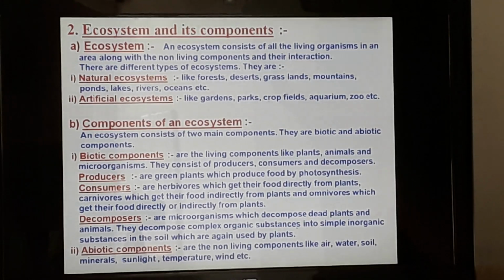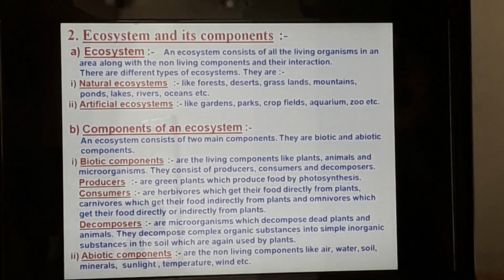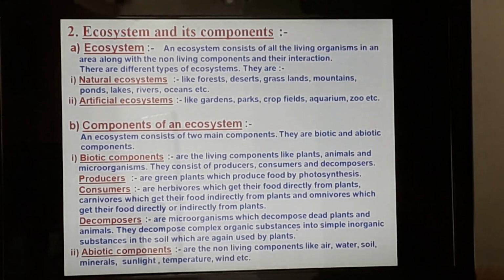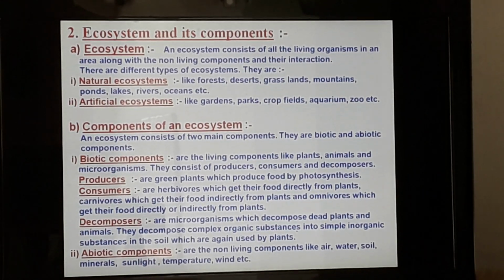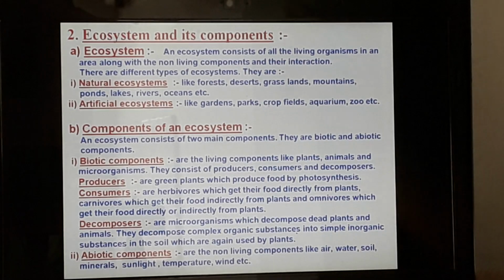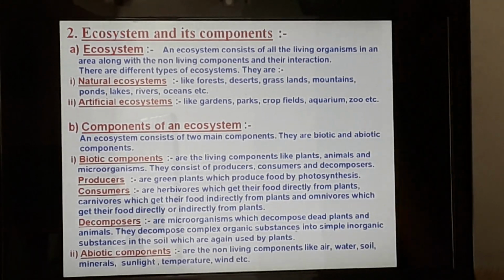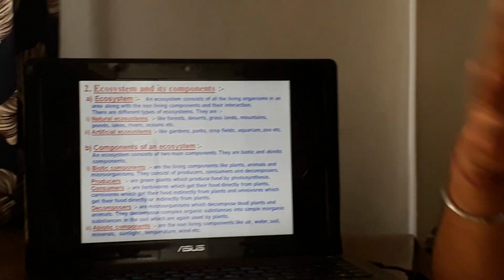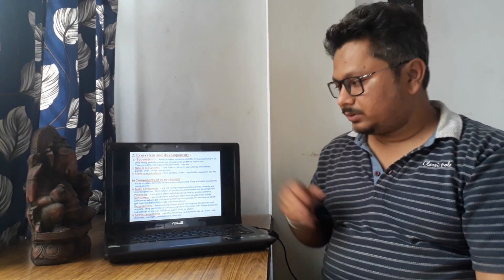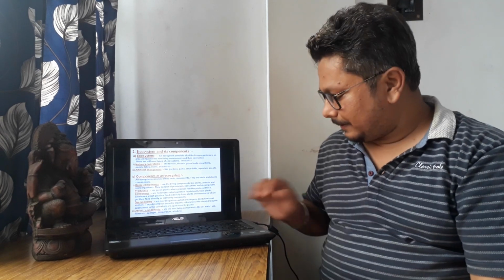So when you talk about the ecosystem, I have told you that it is the interaction between the biotic as well as the abiotic component. यानी कि biotic component भी होना पड़ेगा, abiotic component भी होना पड़ेगा. Both have to interact in order to have a better ecosystem. So this is about the ecosystem, its types, its components, etc. Hope you have understood. We'll go to the next topic now.